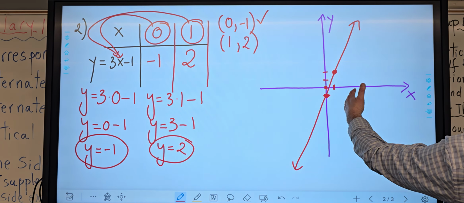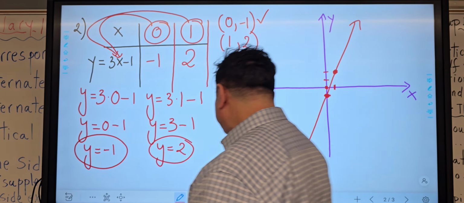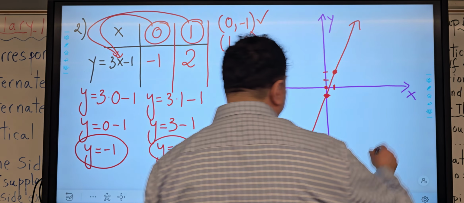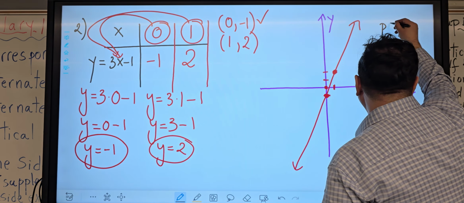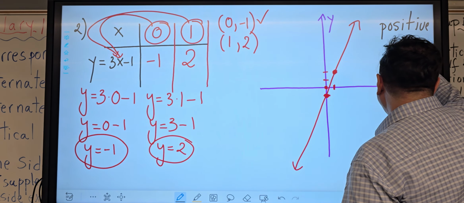The solution. Again, the slope, the line goes to the right. So the slope is positive. So we are going to have a positive slope, right? Positive slope.